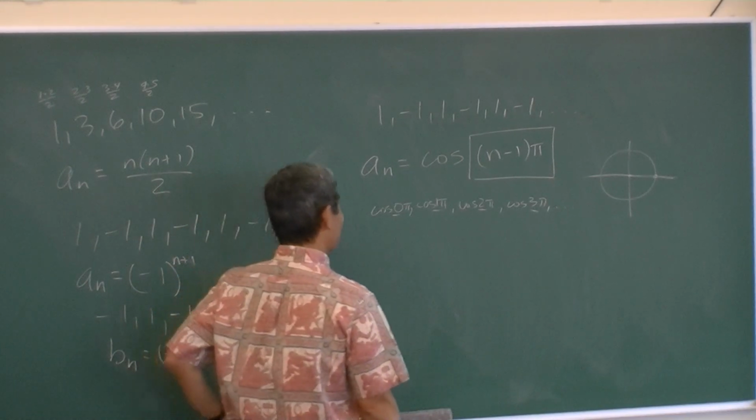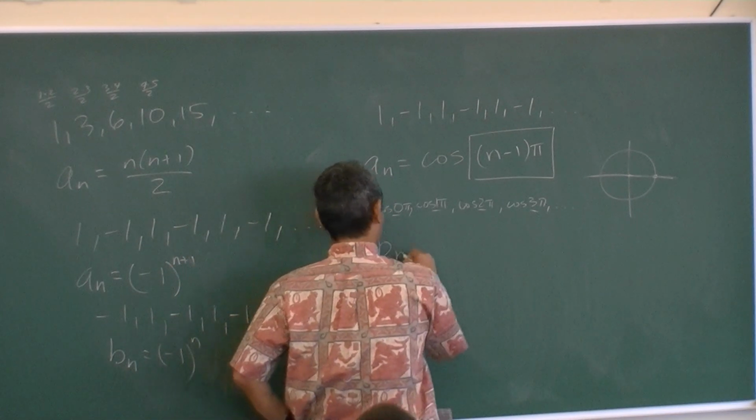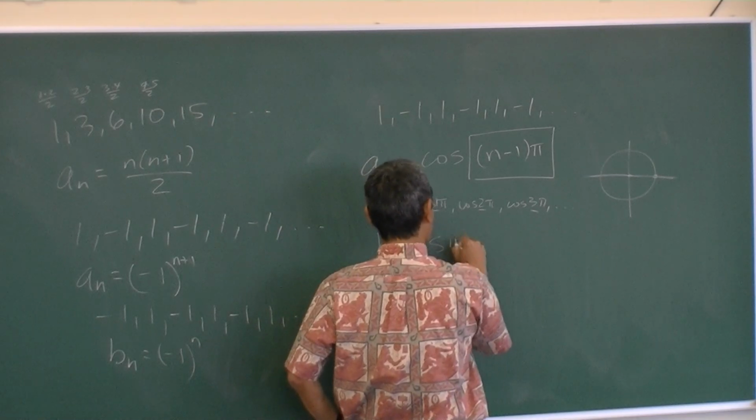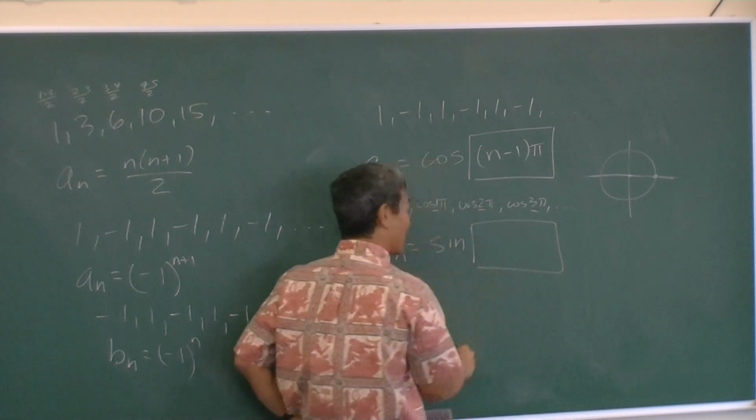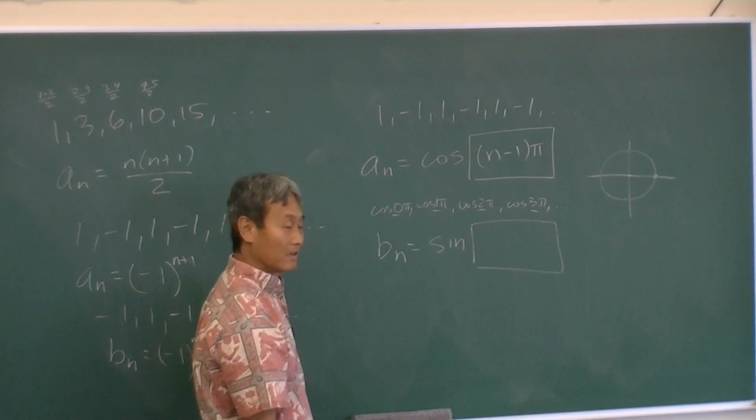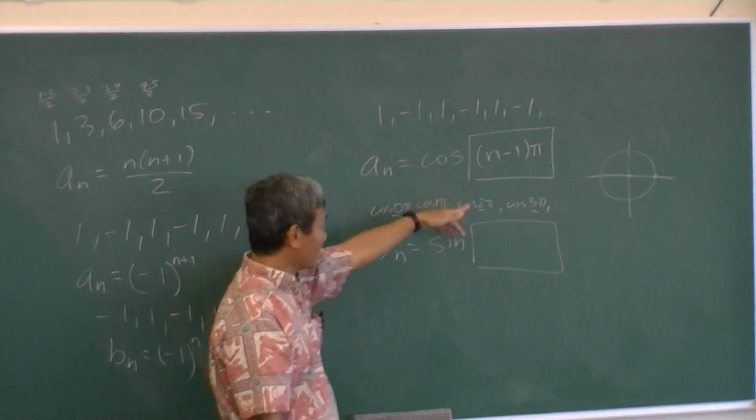It's like you never saw this before. Okay, fill in this box. Sine box, to generate these numbers. Okay, think of the unit circle again.